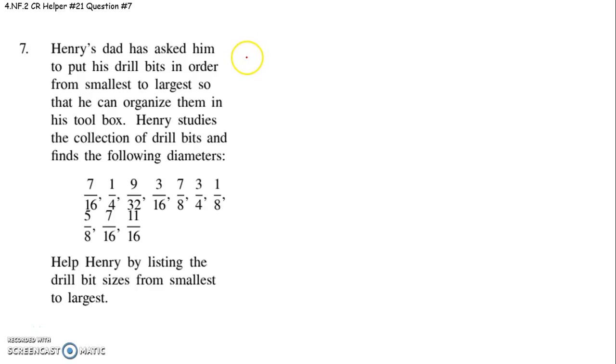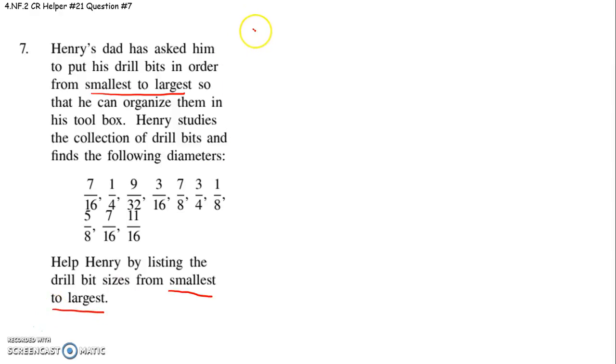Sixth graders, this is to help you with question 7 on CR21. It says Henry's dad has asked him to put his drill bits in order from smallest to largest so that he can organize them in his toolbox. Henry studies the collection of drill bits and finds the following diameters: 7/16, 1/4, 9/32, 3/16, 7/8, 3/4, 1/8, 5/8, 7/16, 11/16. Help Henry by listing the drill bits from smallest to largest.